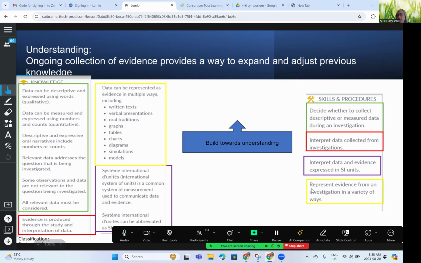The final skill in yellow is represent evidence from an investigation in a variety of ways. If we go to the knowledge statement, it says including, so that means they need to do written text, verbal presentations, graphs, tables, charts, diagrams, simulations, and models. They need to use all those ways to represent the evidence and communicate it out after. And we'll look at some of those ways.